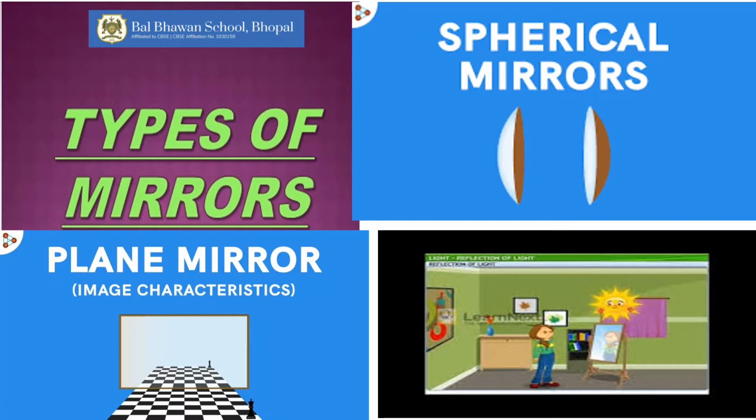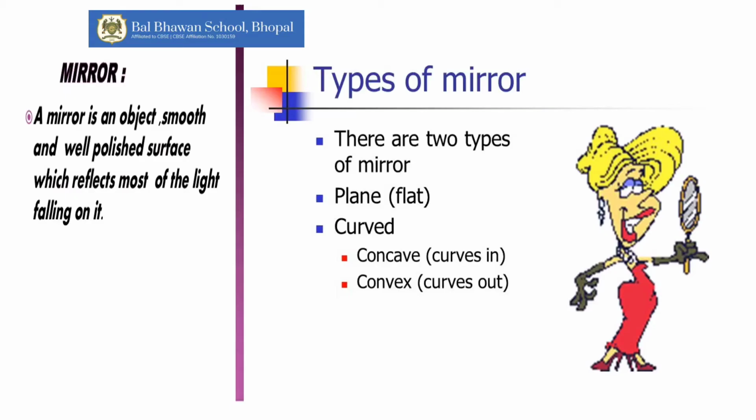In today's class, we are going to discuss types of mirrors. Now, first of all, let us see what a mirror is. A mirror is an object which has a well-polished surface and it reflects most of the light falling on it.